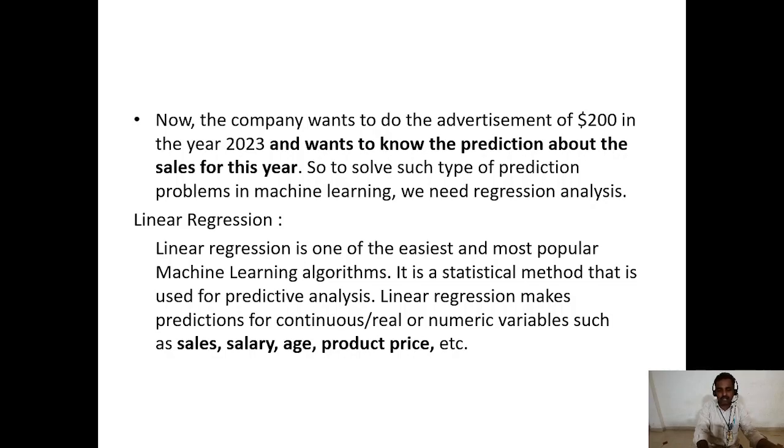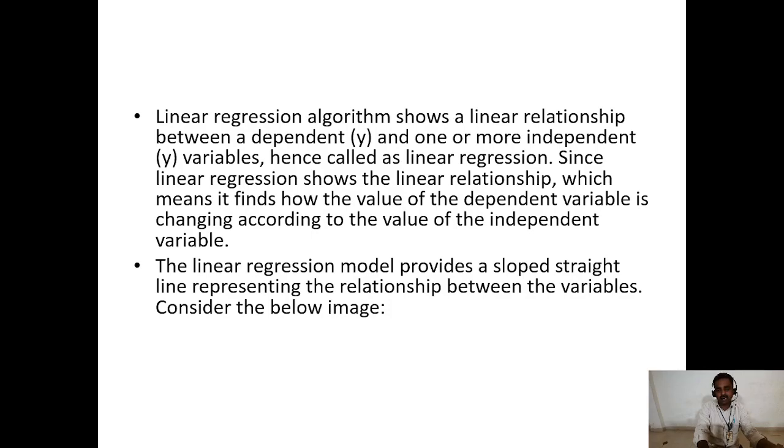Linear regression makes predictions for continuous real or numeric variables such as sales, salary, age, product price, etc. The linear regression algorithm shows a linear relationship between a dependent variable and one or more independent variables, hence it is called linear regression. Since linear regression shows the relationship between variables, it finds how the value of the dependent variable is changing according to the value of the independent variable. The linear regression model provides a sloped straight line representing the relationship between the variables.